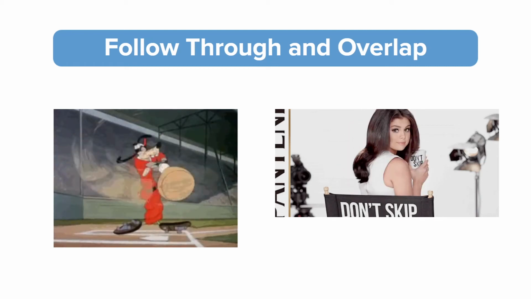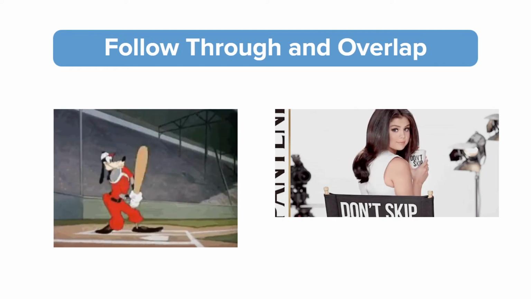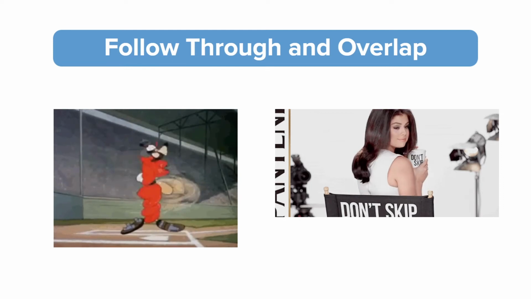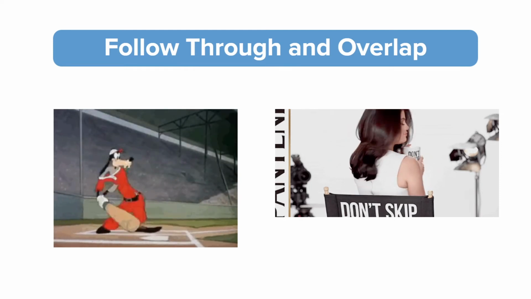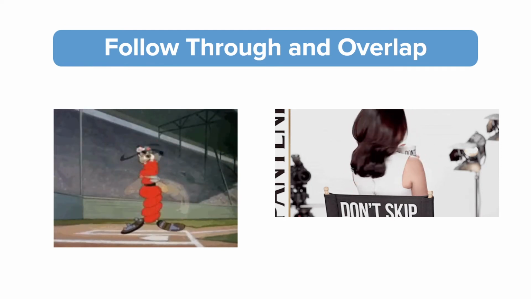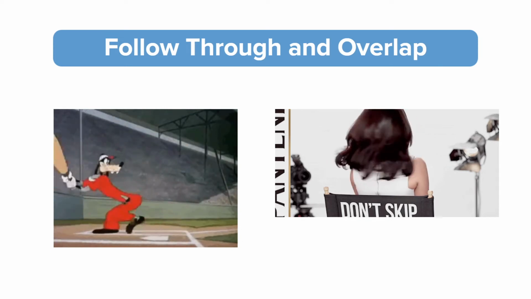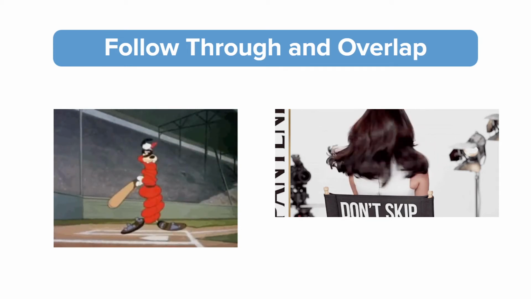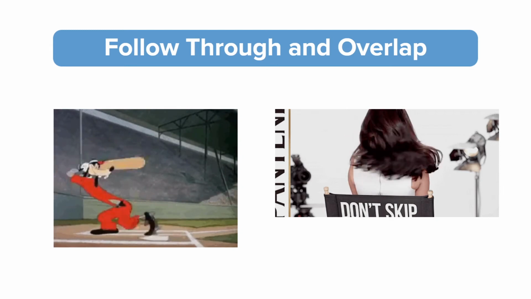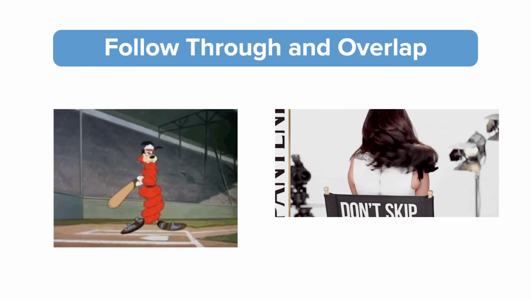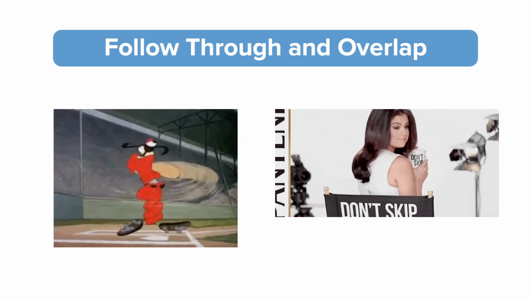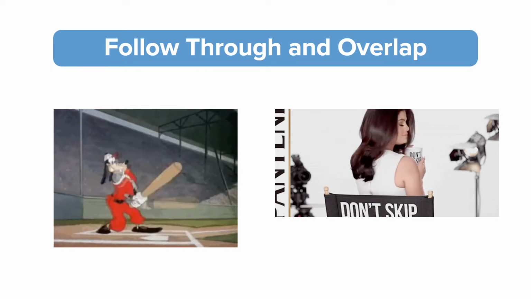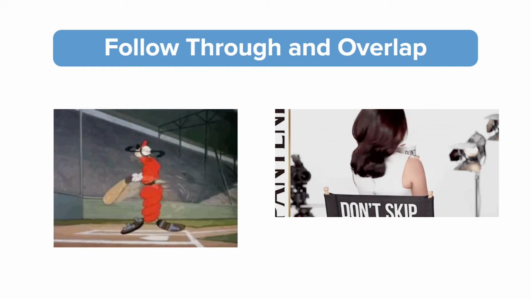Principle number 5, follow through and overlap. This principle is about animating hair, cloth, arm swings, or anything that swings one way before swinging back into place. For example, if a batter swings for the ball, his bat doesn't stop moving once it hits the ball. It keeps moving all the way to the other side of the batter's body. Same with hair. If someone turns her head, her hair keeps moving after her head stops.